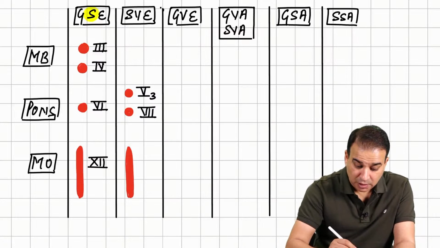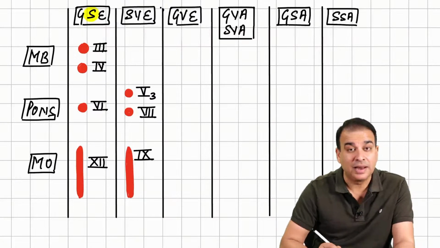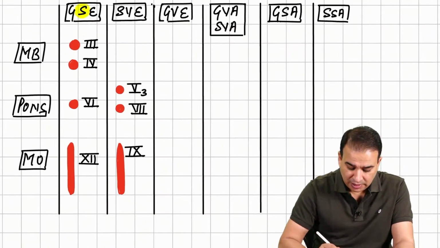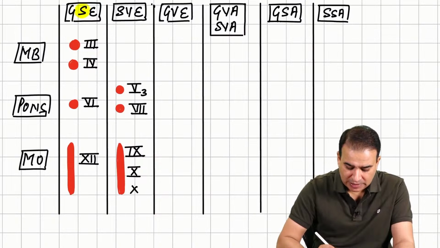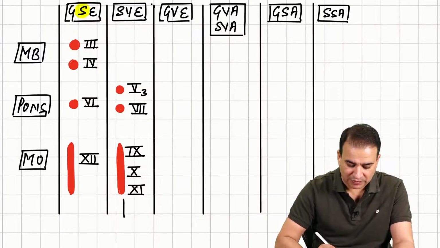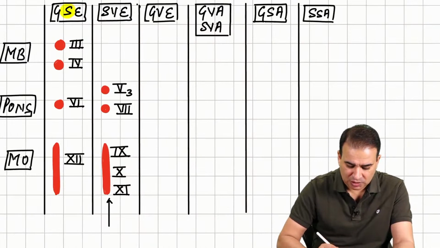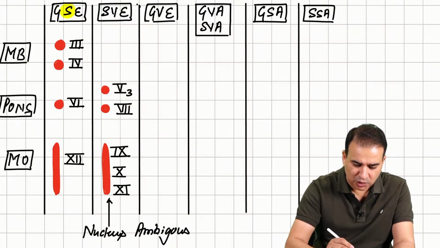This nucleus here is a collective nucleus for the ninth nerve, because the ninth is the nerve for which arch? Third arch. The 10th nerve is the nerve for both the fourth and sixth arch. And maybe to your surprise, it is also the nucleus for the 11th nerve. I'll tell you what the 11th is. That's actually the cranial accessory. And this nucleus, collectively, is called the nucleus ambiguus.